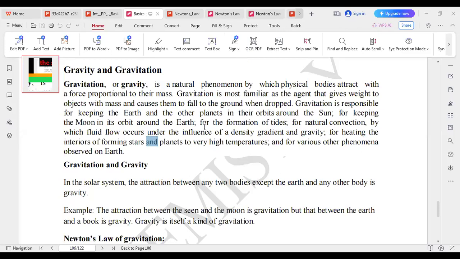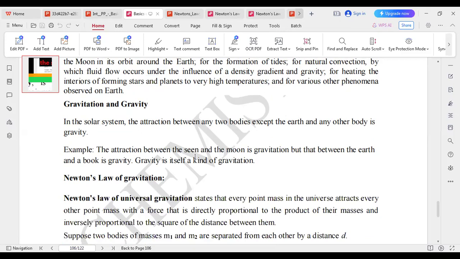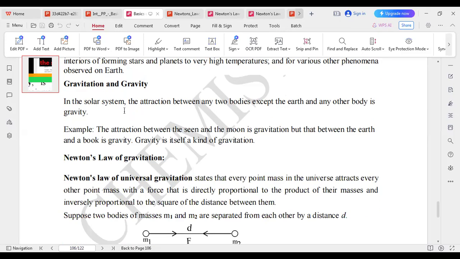Now, what is gravity and gravitation? Actually, gravitation or gravity is a natural phenomenon by which physical bodies attract with a force proportional to their masses. Gravitation is most familiar as the agent that gives weight to objects with mass and causes them to fall to the ground and drop. In the solar system, the attraction between any two bodies except the Earth and any other bodies is called gravitation. For example, attraction between the sun and the moon is gravitation, but between the Earth and a book is gravity. So gravity is itself a kind of gravitation.